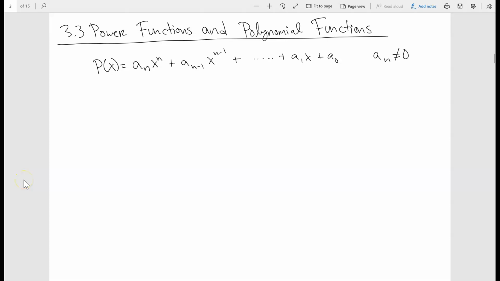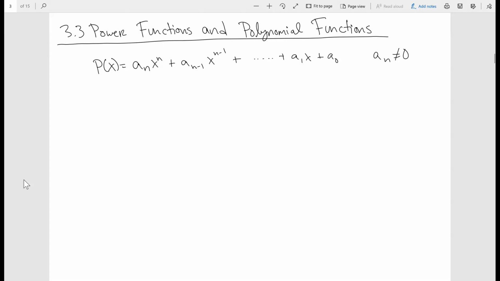This is 3.3, power functions and polynomial functions. So here's where we kind of get into the pre-calculus stuff, because I think for the most part, a lot of it has probably been reviewed for most of you. So here's where a lot of the new stuff will come in. So we talked about polynomials. Here is basically what a general polynomial looks like.